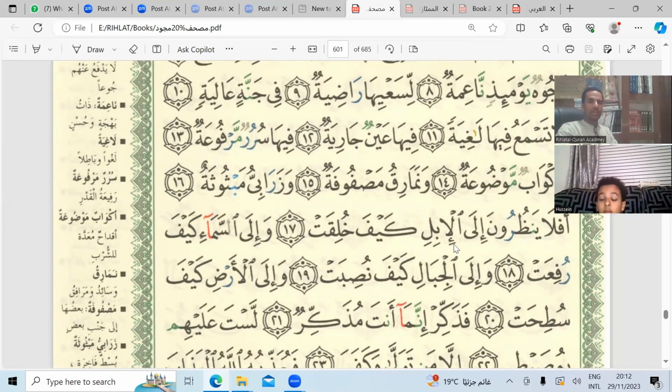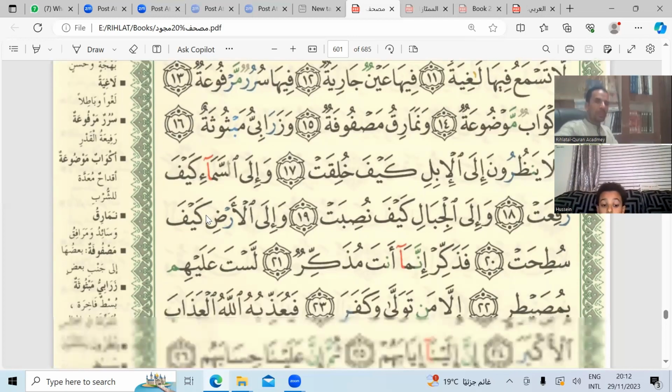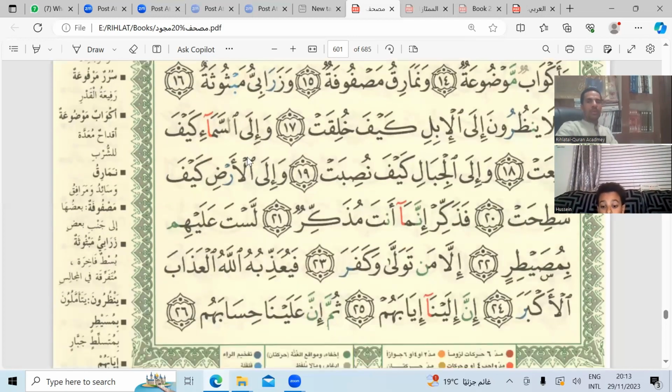What does the ibil mean? Camel. And وَإِلَى السَّمَاء. What does sama mean? Sama is the sky. And what is al-jibal? Jibal is the mountains. What is al-ard? The earth. Okay, the ground.